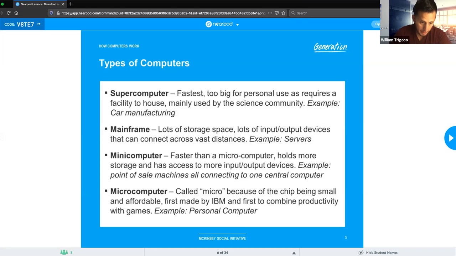Microcomputer, called micro because of the chip being small and affordable, first made by IBM and first to combine productivity with games. Example, personal computer. Excellent, thank you. Another name you might see for a minicomputer will be a workstation, and they will typically use that term rather than minicomputer.